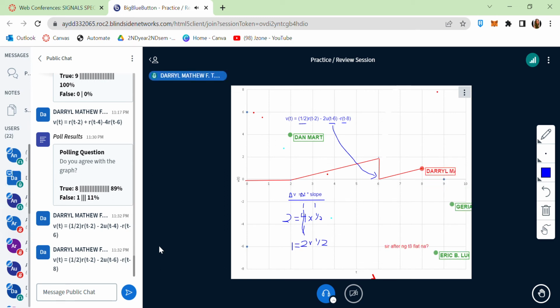After ng t8, flat na. Not really. Kasi yung coefficient ng r, ramp pa rin siya. Kasi mangyayari sa slope niya at this point, 1/2 minus 1. So yung panibagong slope would become negative 1/2.